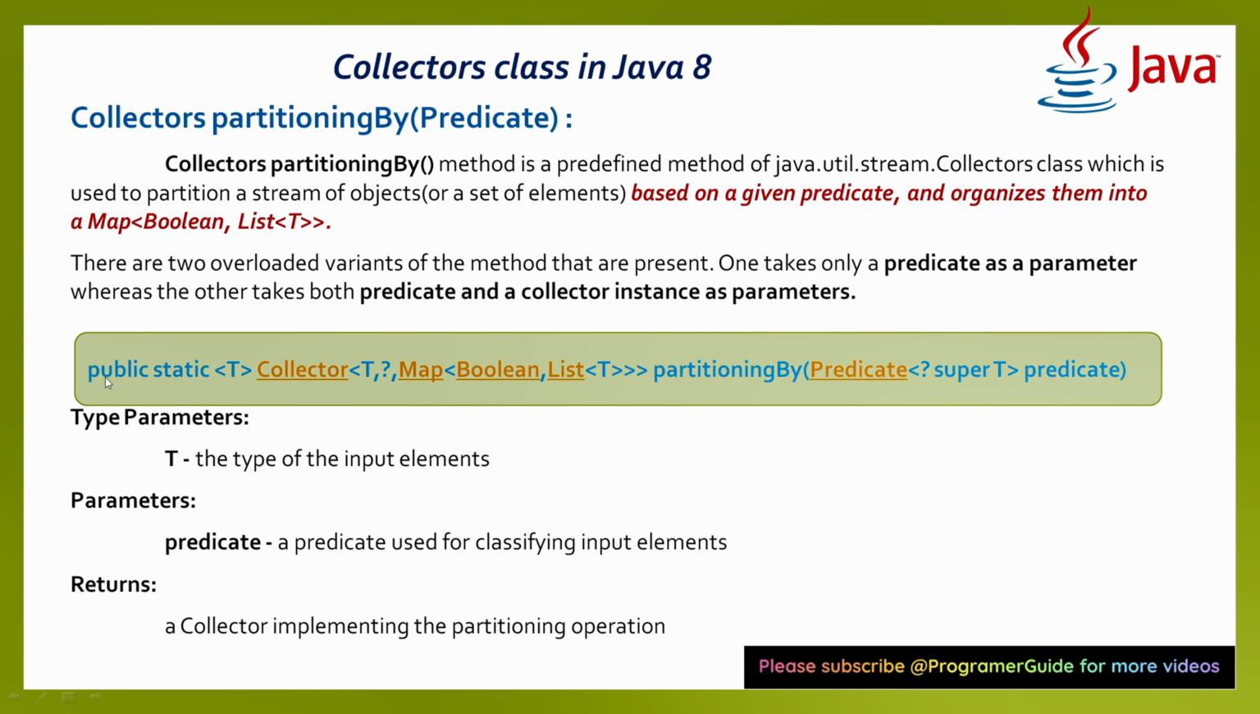It is a static method of Collectors, returning Collector of Map of Boolean and List, partitioningBy predicate. Here the parameters are: T is the type of input, and the predicate classifies the input data based on a condition. It returns a collector implementing the partitioning operation, that means it returns a map of Boolean and list objects. Let's see the example, you will get the understanding.